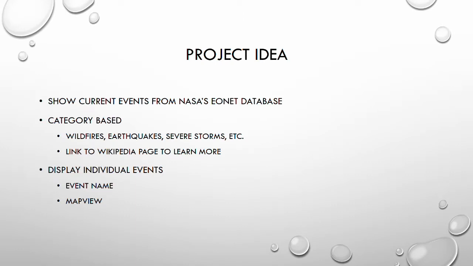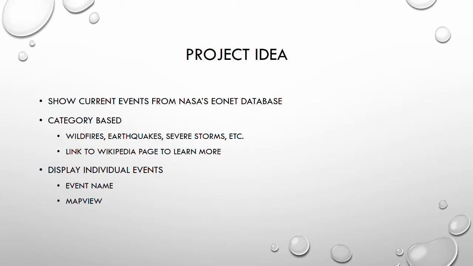The idea for the project was to show current events from NASA's EONet database. What they have there is a bunch of different current events that have to do with different categories such as weather or natural events or even man-made events. I was going to display these categories based on what kind of event they are, such as a wildfire, earthquake, or severe storm. There's a bunch of other categories as well.